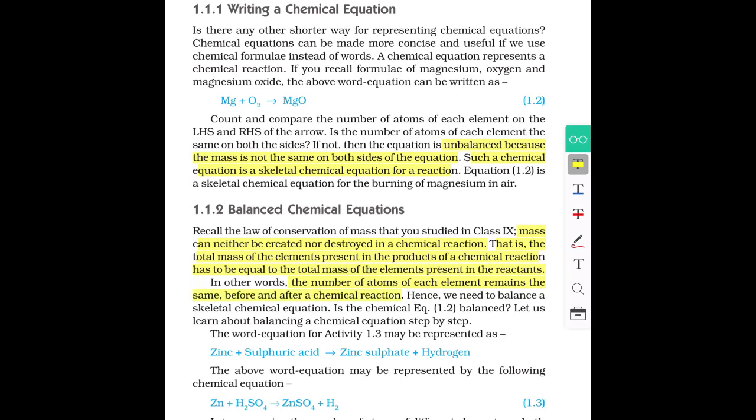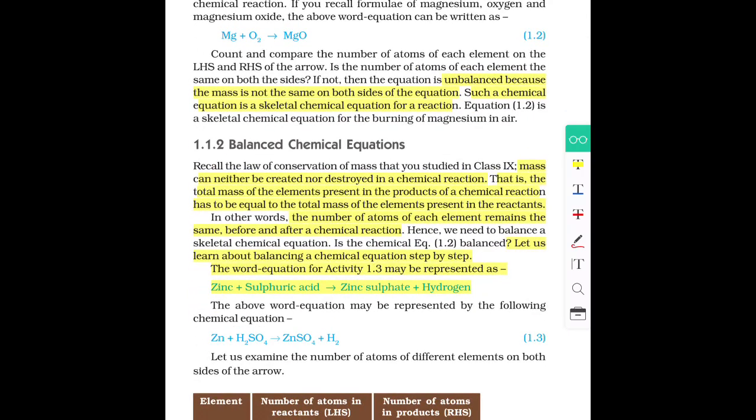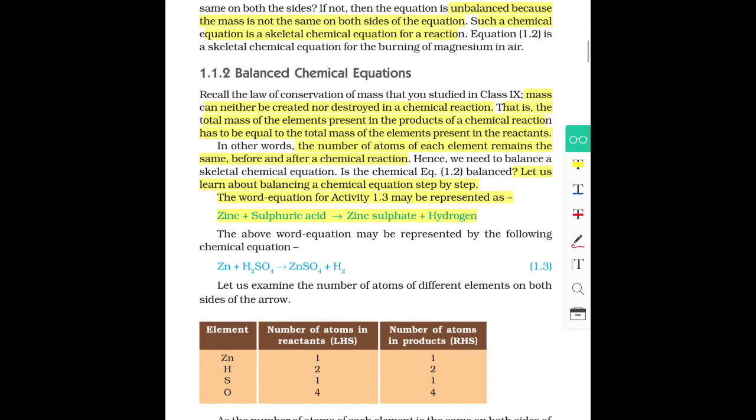Is the chemical equation balanced? Let us learn about balancing a chemical equation step by step. For example, the word equation for activity 1.3 may be represented as: zinc plus sulfuric acid gives zinc sulfate plus hydrogen. The above word equation can be represented by the following equation: Zn plus H2SO4 gives ZnSO4 plus H2.